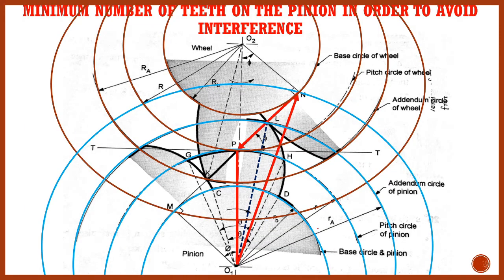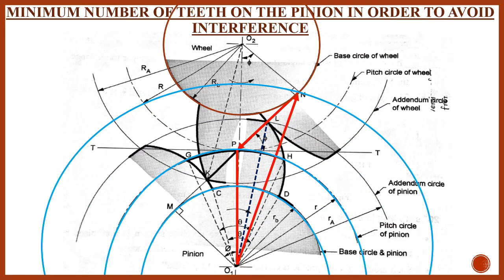Now we'll study the minimum number of teeth on the pinion and the gear to avoid interference. We'll study the minimum number of teeth on the pinion in order to avoid the interference. Just try to understand these diagrams. Next I will explain. This is the base circle radius, this will be the pitch circle radius, this will be the addendum circle radius, and this will be the maximum addendum circle radius that you can take.